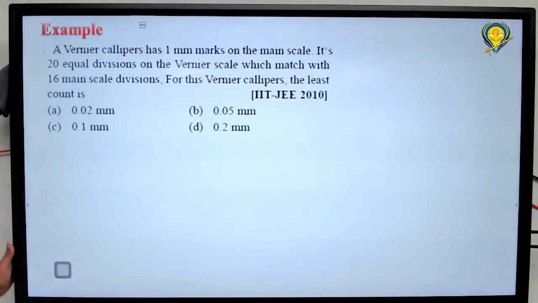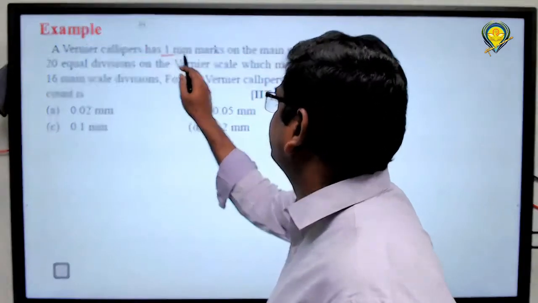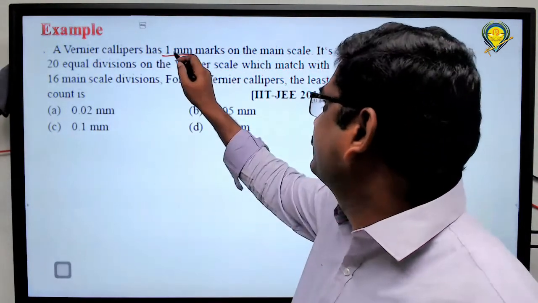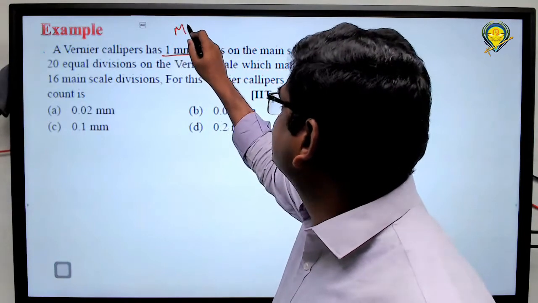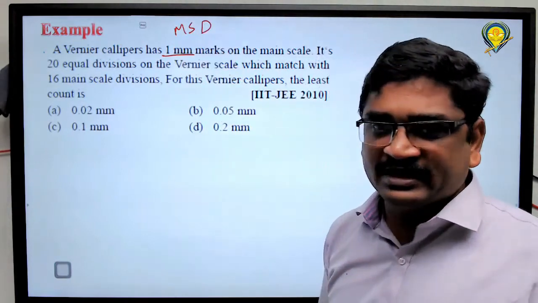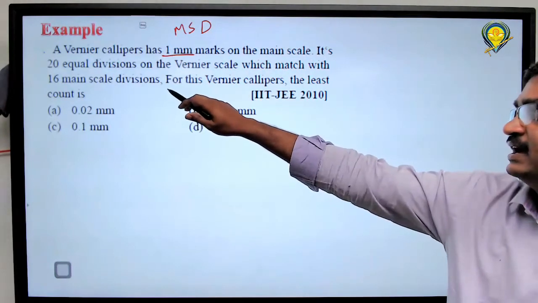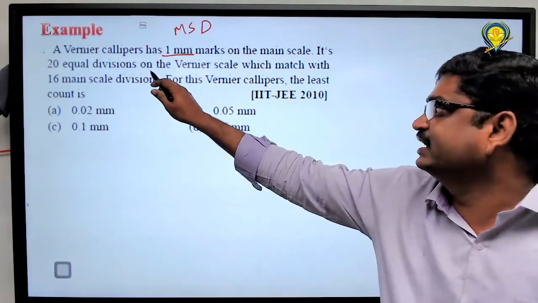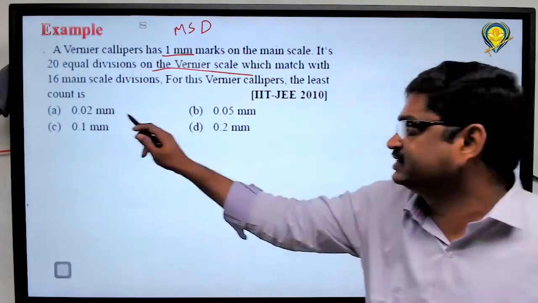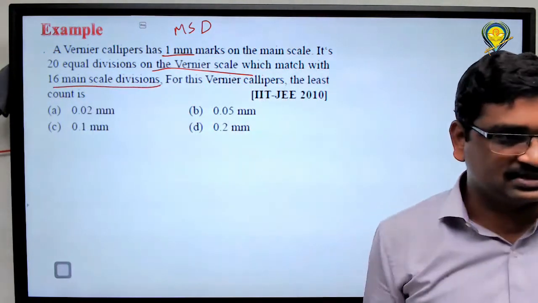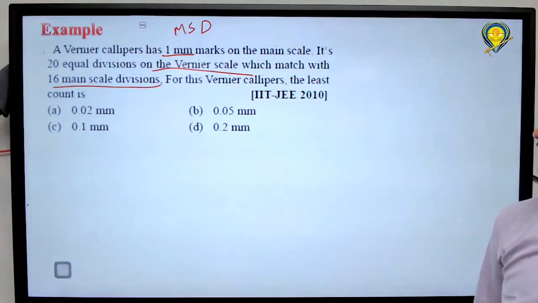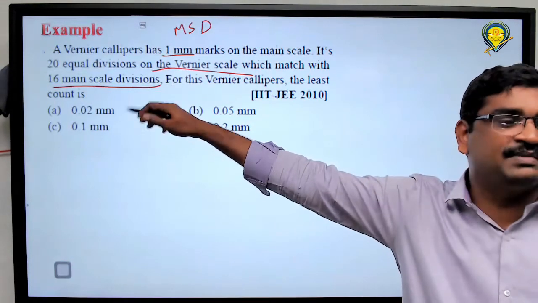Try to solve this. A vernier calipers has 1 mm marks on the main scale. That means 1 mm is one main scale reading. The least possible main scale reading is how much? 1 mm. Now, 20 divisions on the vernier scale match with 16 main scale divisions.